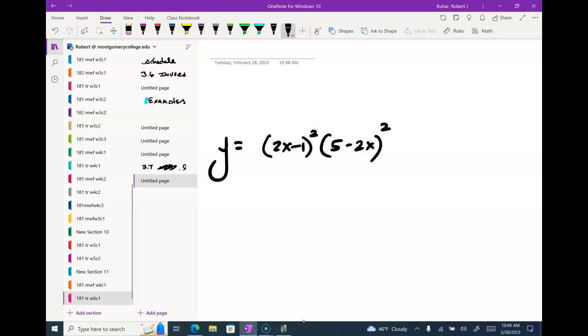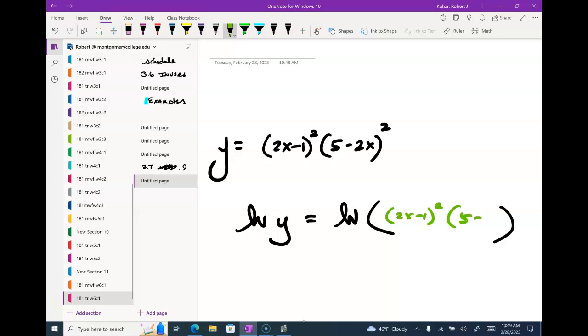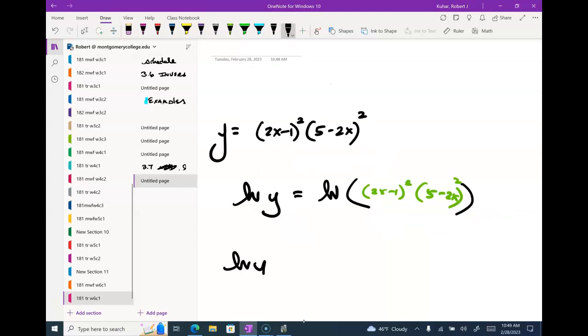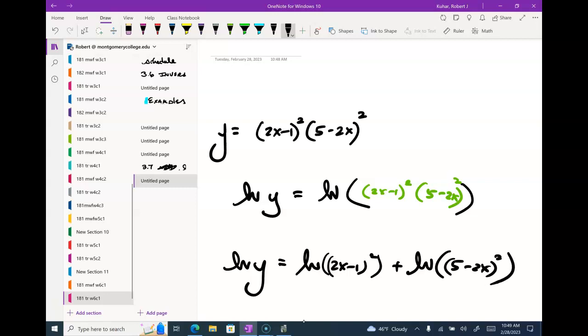Yes? So I'm going to do the ln trick here. I'm going to take the ln of both sides. This is my ln trick. ln of both sides. So I get ln of y equals, when I'm multiplying the argument of an ln, of a log, of any log, I can split it into the sum of logs, right? From pre-cal, we remember this? This is the ln of 2x minus 1 quantity squared plus the ln of 5 minus 2x quantity squared. You remember doing that? The properties of natural logs in pre-cal?